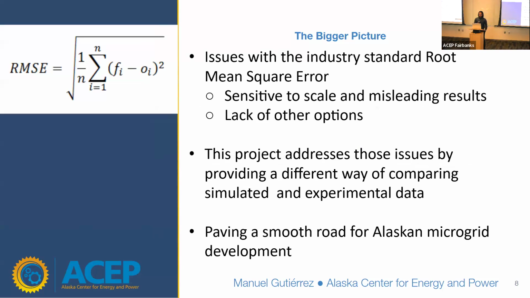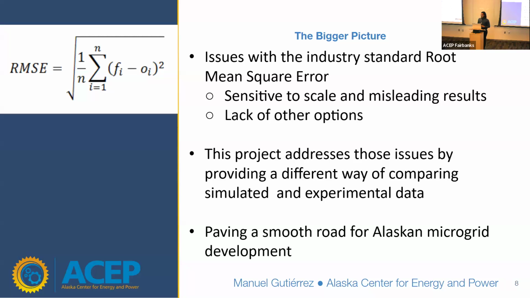When I started this internship, I first worked on understanding root mean square error. Root mean square error is the industry standard metric used to compare model accuracy. The smaller the root mean square error, the more accurate the model is. The issue with this approach is its sensitivity to scale and its propensity to create misleading results.